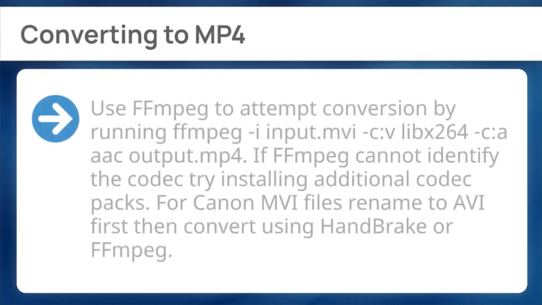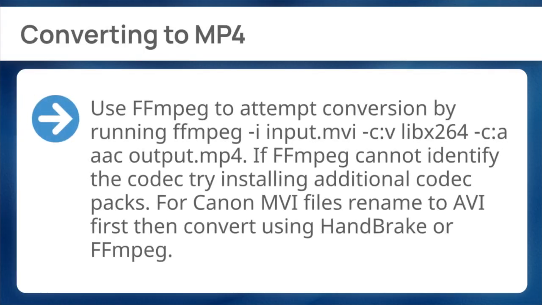Next, converting to MP4. Use FFmpeg to attempt conversion by running ffmpeg -i input.mvi -c:v libx264 -c:a aac output.mp4. If FFmpeg cannot identify the codec, try installing additional codec packs. For Canon MVI files, rename to AVI first, then convert using HandBrake or FFmpeg.